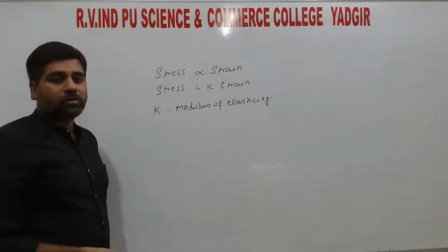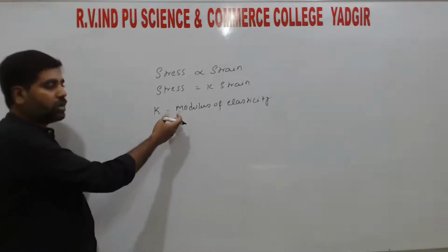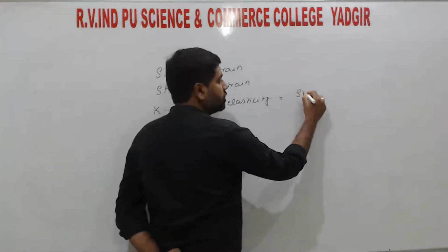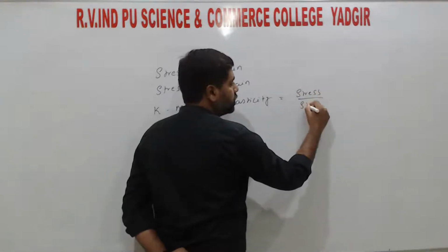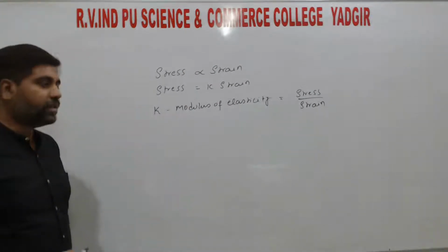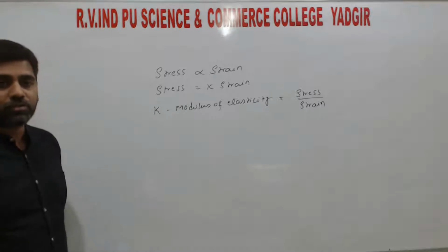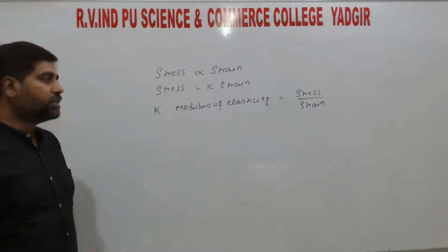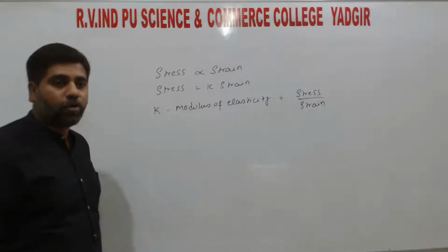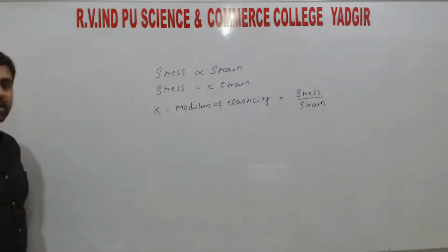How do we define the modulus of elasticity? As we already discussed in the previous class, modulus of elasticity is defined as the ratio of stress to strain, right? Its SI unit is Newton per meter square, and its dimension is M L^-1 T^-2. That we already discussed in our last class, right?